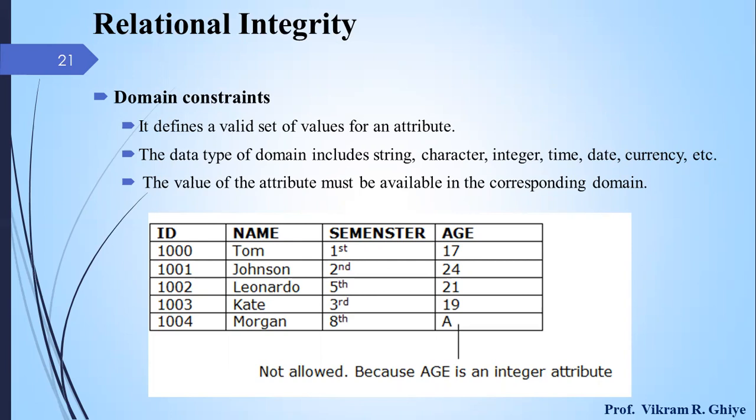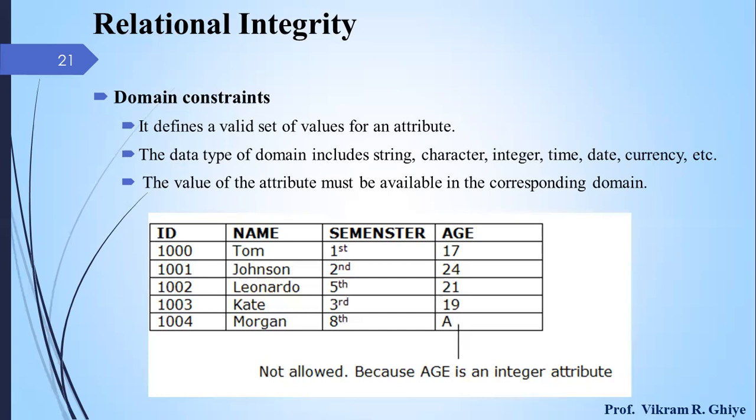We have already seen how we implement our database for student information or for bank-related purposes. Whenever we implement that, the domain can be string, character, varchar, integer, time, date, currency, etc. So there are various domains available. The value of the attribute must be available in the corresponding domain, so we also need to check that the proper value is available.